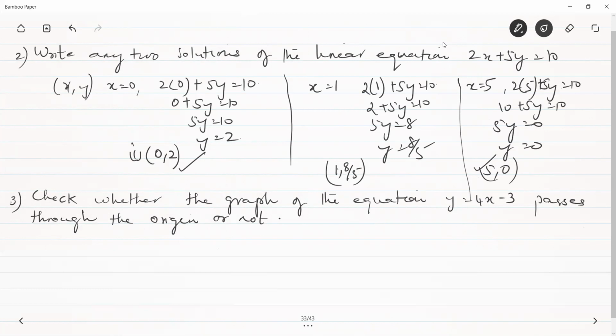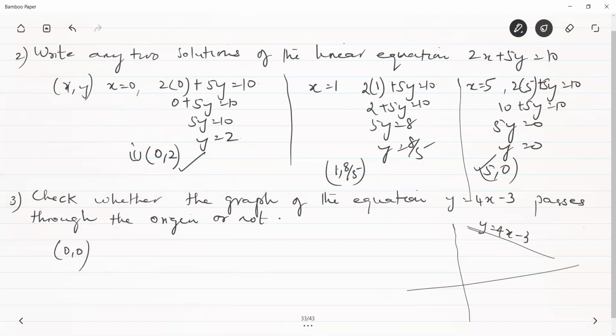Check whether the graph of the equation passes through the origin or not. Now suppose this line is y is equal to 4x minus 3. He wants to know whether this line passes through the origin or not. How do you know without drawing the graph? There is another way of approaching it. If the line passes through the origin, one solution can be 0, 0, no?